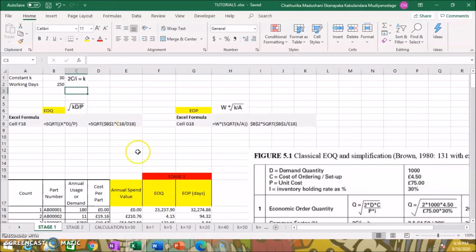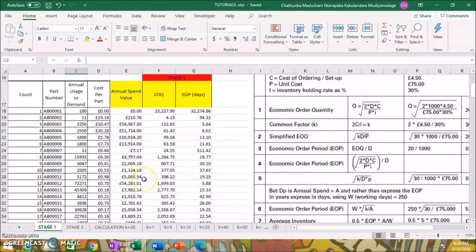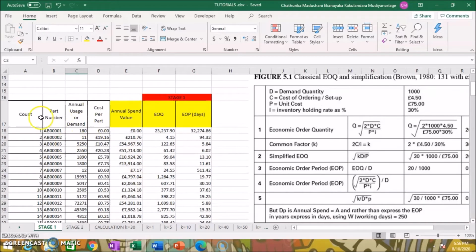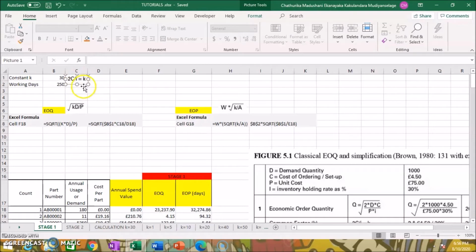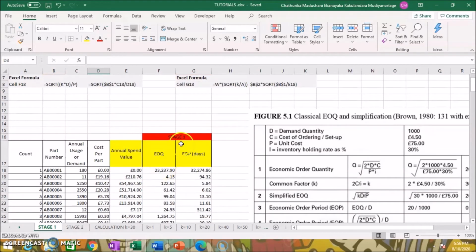So here I have the list of 200 parts with the detail of annual usage or demand and cost per part, and then I have the constant K 30, working days 250. So this is the formula represent for K. And here in stage 1, we have to calculate EOQ and EOP in days.